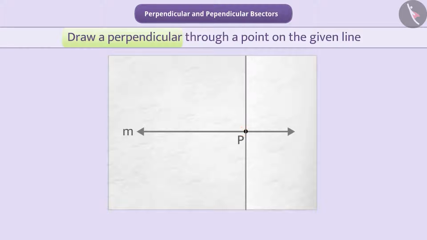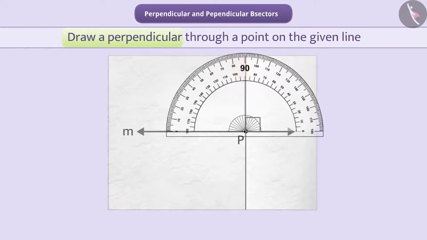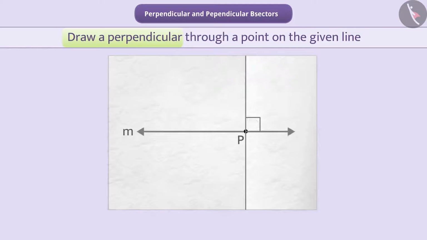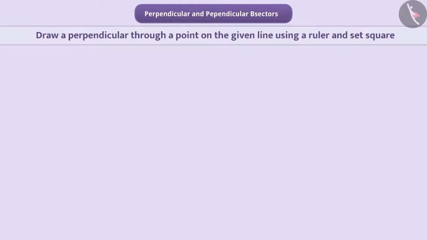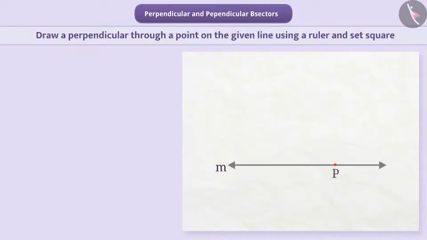Once we open the paper, we will observe that the crease passes through P and it is perpendicular to line M, which means we have drawn a perpendicular passing through the point on the given line. Can we draw a perpendicular through a point on the given line using a ruler and a set square? Think for a while.